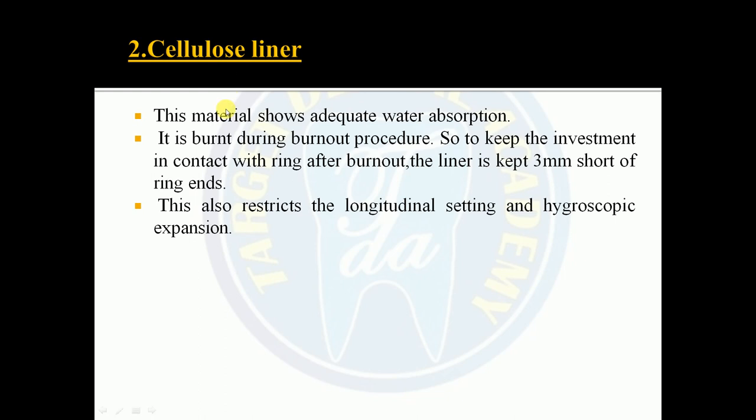Coming on to the cellulose liner, this material shows adequate water absorption. It is burned during the burnout procedure. So to keep the investment in contact with the ring after burnout, the liner is kept 3 mm short of the ring end. This also restricts the longitudinal setting and the hygroscopic expansion.